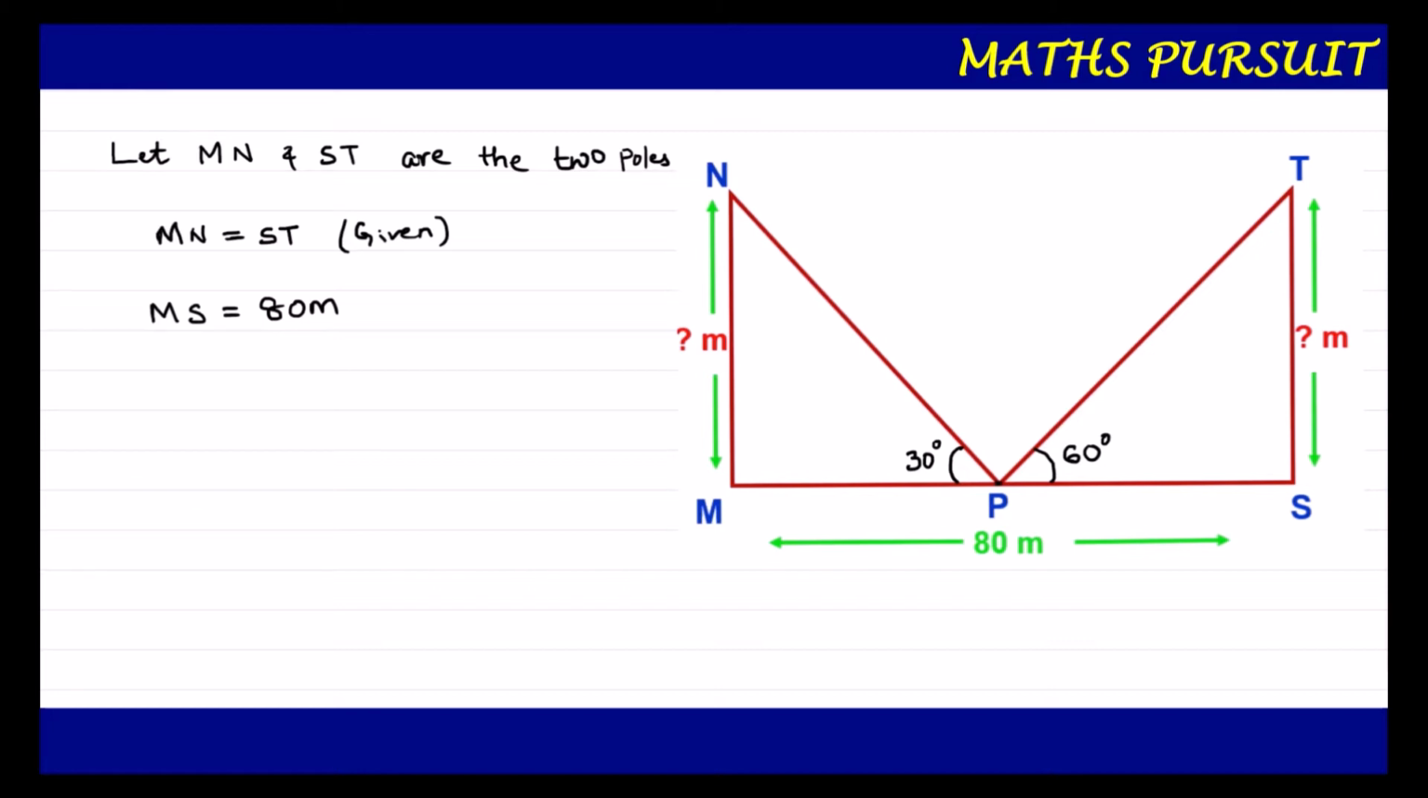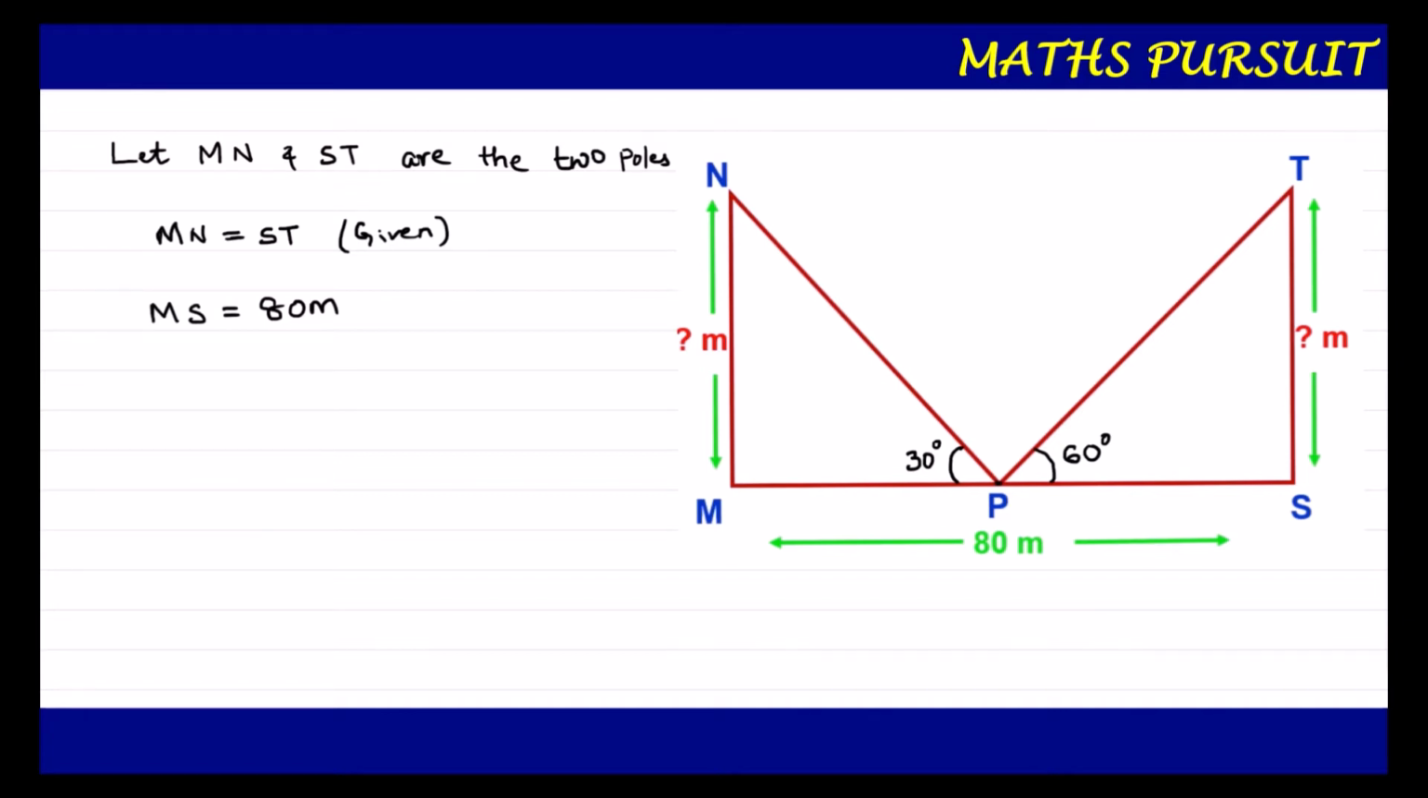Now guys, look at the diagram. From the diagram we got MS is equal to 80 meter, and we are going to find out two things from here. As per the question, we need to find the height of the poles. That means we need to find the distance between M and N or S and T. Either one is fine because these two poles are equal. For example, if I get MN as 5 meter, then definitely ST will also be 5 meter.